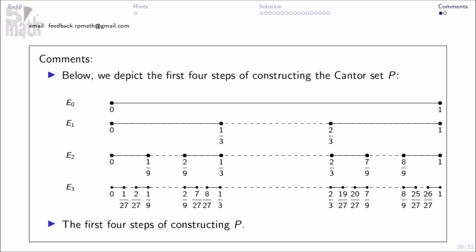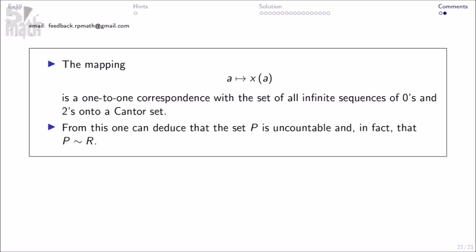Comments. Below, we depict the first 4 steps of constructing the Cantor set P. The first 4 steps of constructing P. The mapping here is a one-to-one correspondence with the set of all infinite sequences of zeros and 2's onto a Cantor set. From this, one can deduce that the set P is uncountable, and in fact, P has the same cardinality as R.